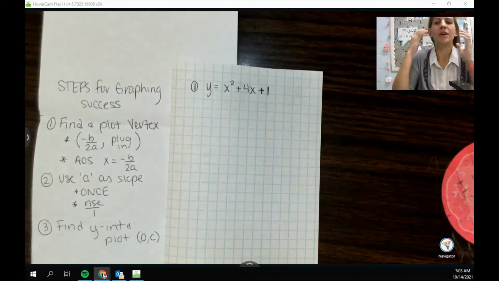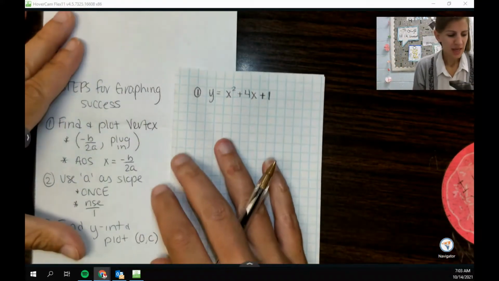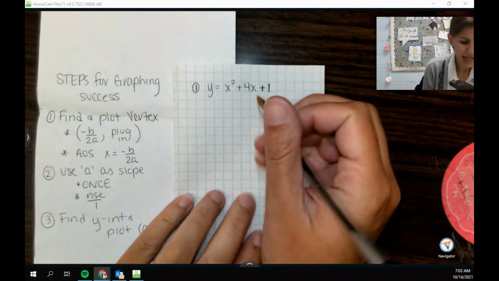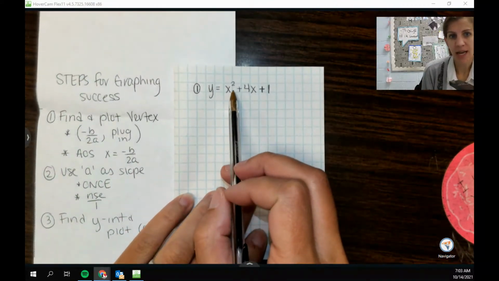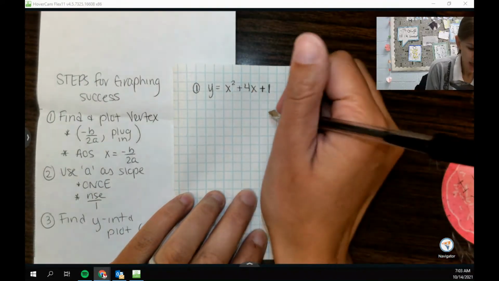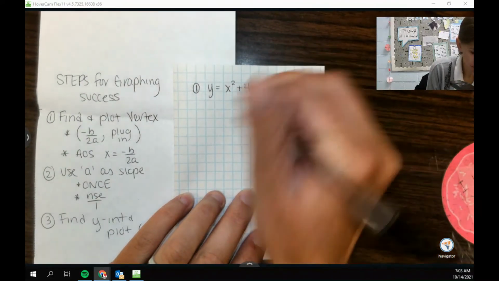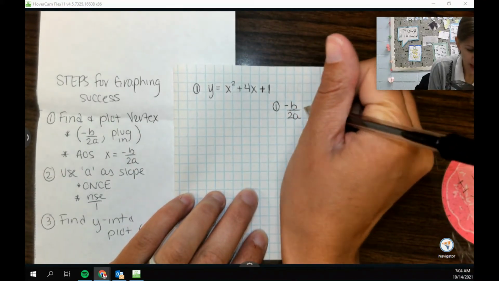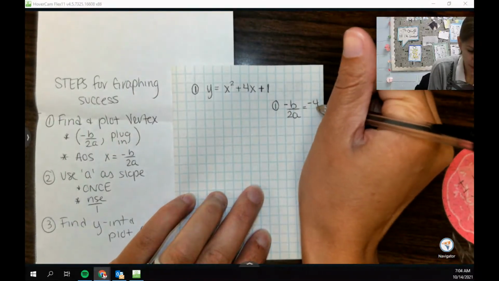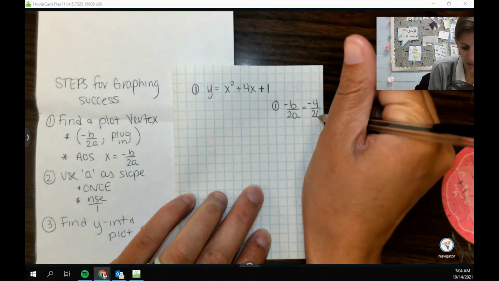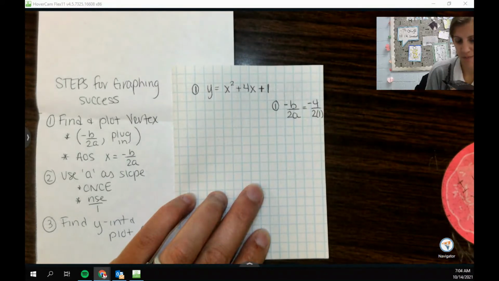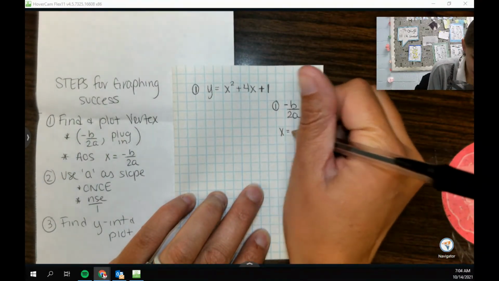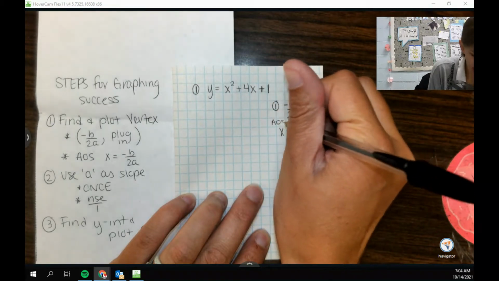Alright guys, just a couple more graphs in standard form to keep practicing. So following our steps for graphing success, here I have something in standard form because I got an x squared, x, no x. And so step number 1 is going to be to find that vertex by doing negative b over 2a. So I'm going to have negative 4 over 2 times 1 because there's no number up front, which overall that's just going to be negative 2, which is also my AOS.